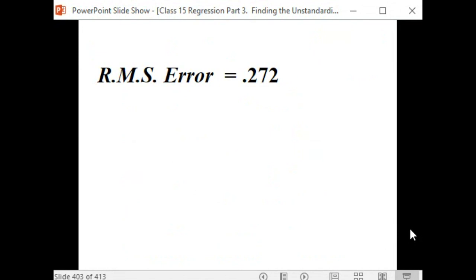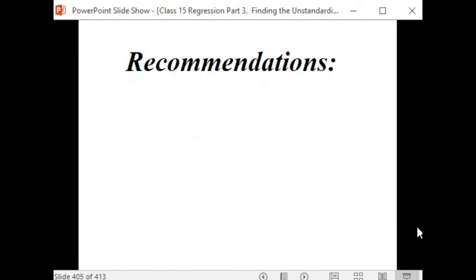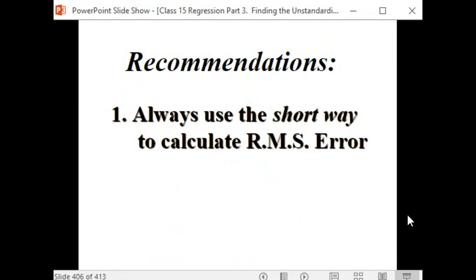Now, as you may recall, this is exactly the same answer we got using the long way. The long way and the short way give us exactly the same answer. So I have two recommendations for you when you calculate the root mean squared error of the prediction. My first recommendation is that you always use the short way. The short way is very fast, and the long way is very, very slow.